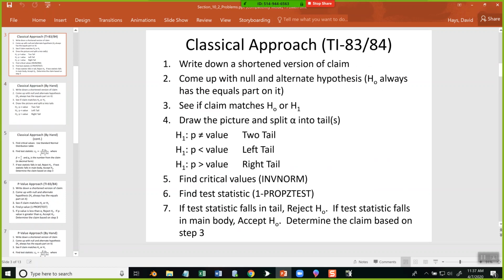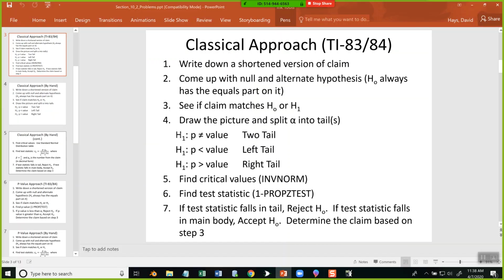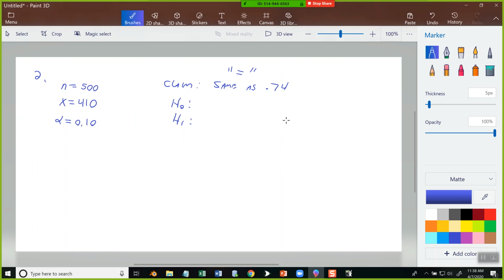Step 1. Write down a shortened version of the claim. Well, we wrote it down as short as we could. Now, I think what symbol does that represent? Same as means equals. Step 2, come up with a null and alternate hypothesis. H naught always has the equals part on it. Remember, the only symbols we can put on H1 are less than, greater than, and not equal to. The only symbol we can put on H naught is equal.